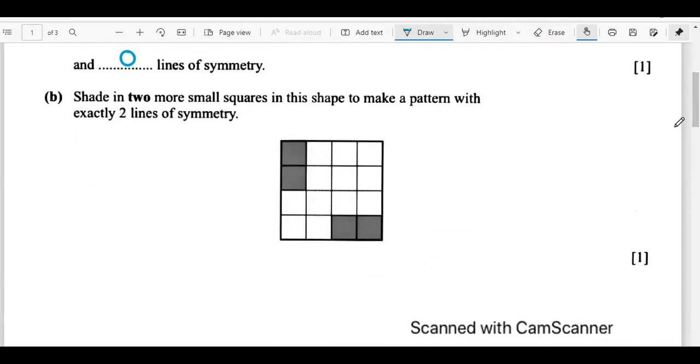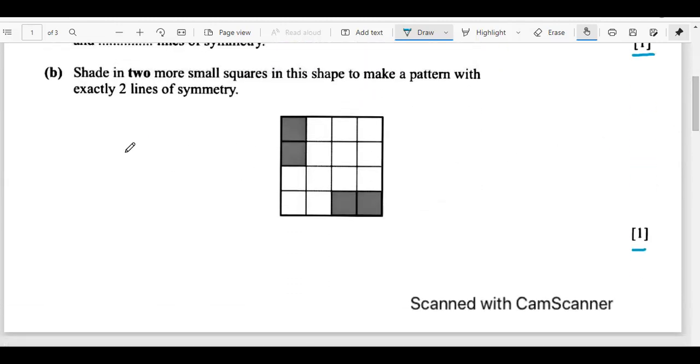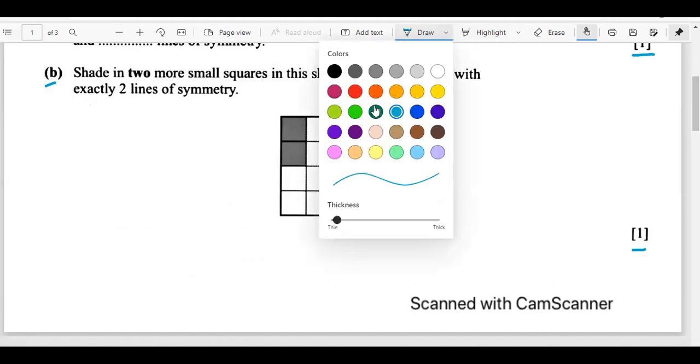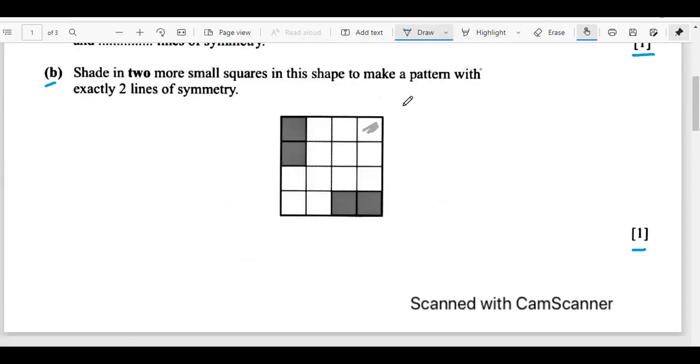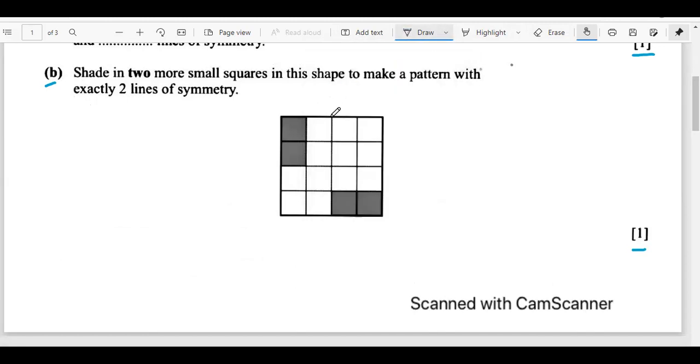As I told you earlier as well, you would get a question from this section, but that would be only for 2 to 3 marks, not more than that, right? So this is in front of you. The second part of this question is shade in 2 more small squares in this shape to make a pattern with exactly 2 lines of symmetry. Now they want me to shade more boxes such that the shape has 2 lines of symmetry. Okay. What do you think?